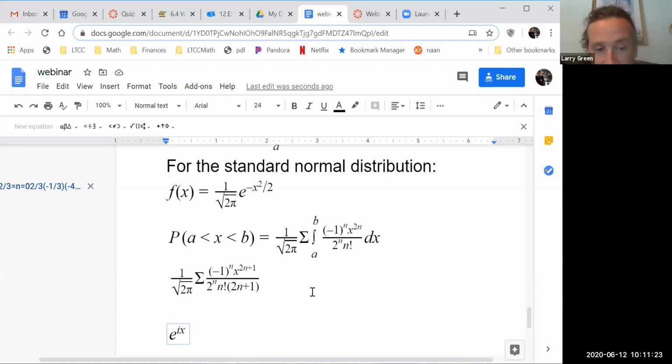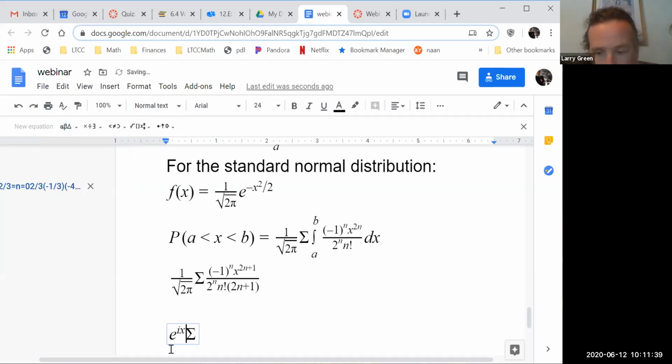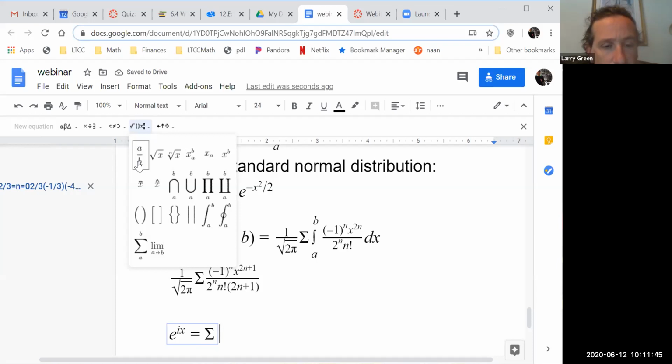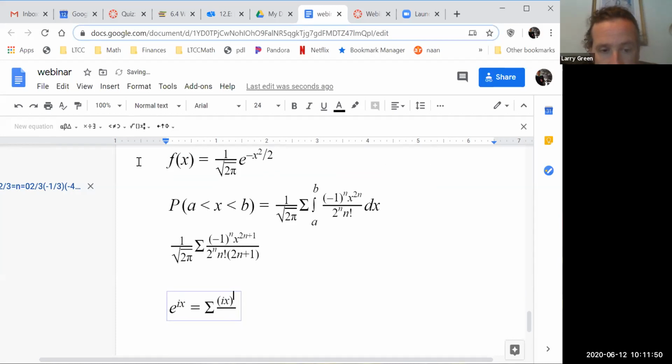So e to the ix, well, the nice thing about it is I can write this as a power series quite easily. So let's take a look. Hopefully you've gotten used to the power series for e to the x because that's the biggie. So e to the ix is the summation of ix to the n over n factorial. Any questions on that so far?